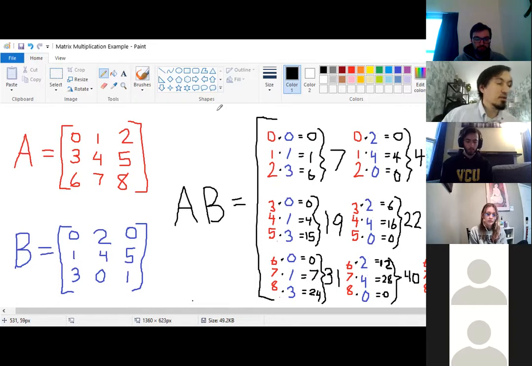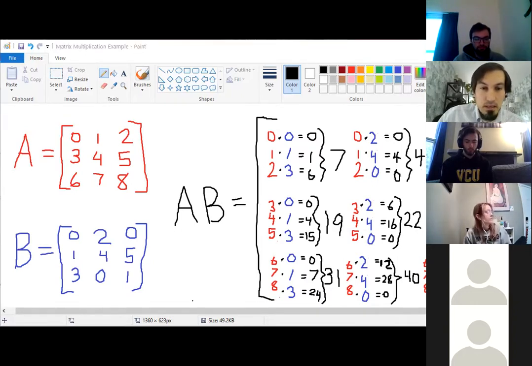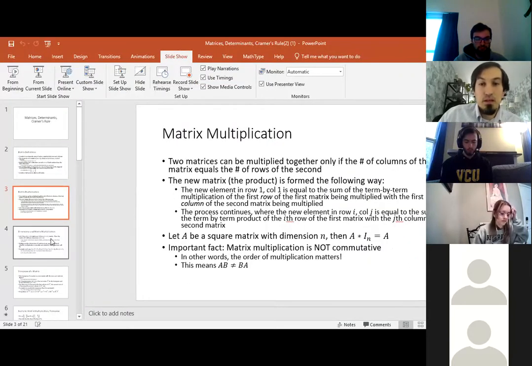Real quick, what else can we do today? Let's do some more definitions of matrix related things, like for example, the transpose. The transpose is a very good thing to know what it is.